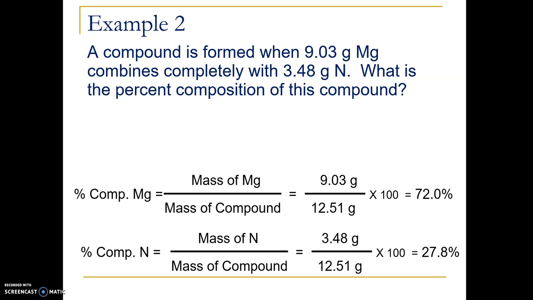If we want to do the same thing for nitrogen, we take the mass of nitrogen divided by the mass of the compound. Our mass of nitrogen was 3.48 grams. Our mass of the compound, 12.51. Again, multiplying by 100 to get a percent, we end up with 27.8%. And again, we get very, very close to that 100%.